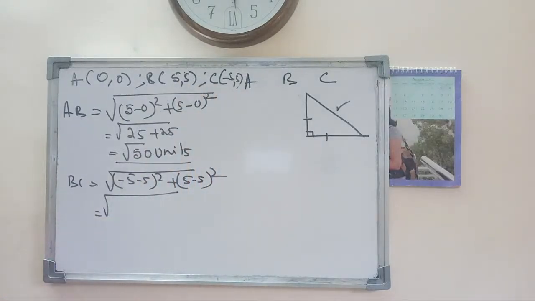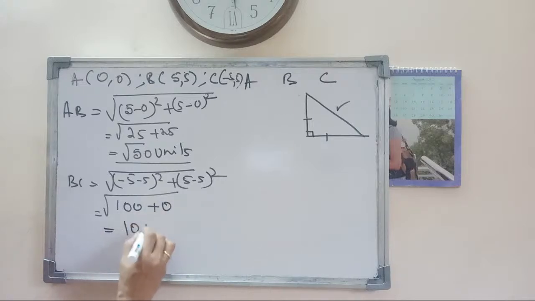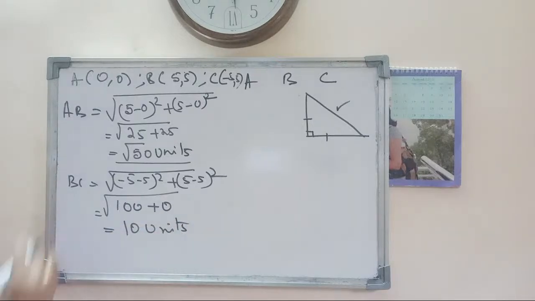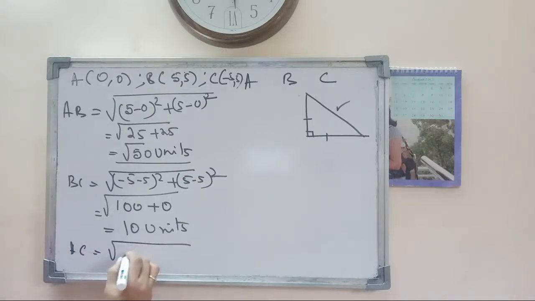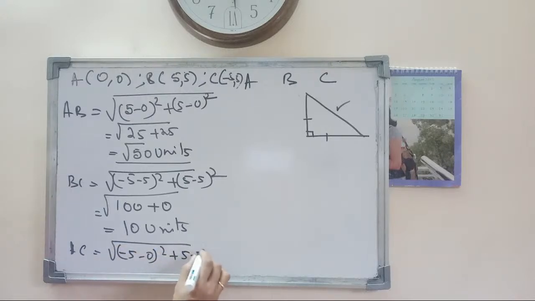Minus 5 is minus 10. Minus 10 whole square is 100 plus 0, it is 10 units. Next, AB, BC, then AC. It is minus 5 minus 0 whole square, 5 minus 5 whole square. What will you get? Minus 5 minus 5, 0 whole square, 5 minus 0 whole square.